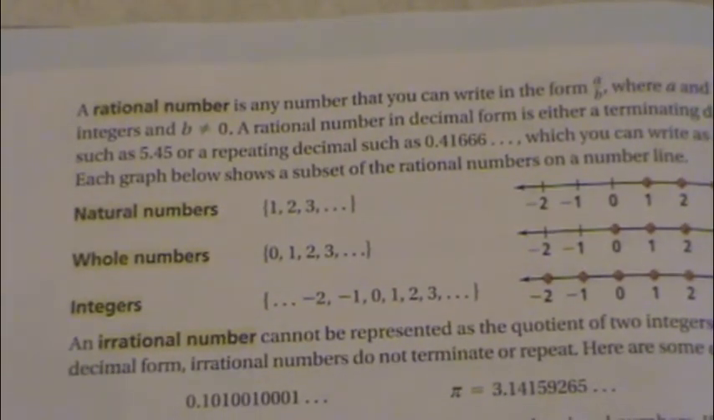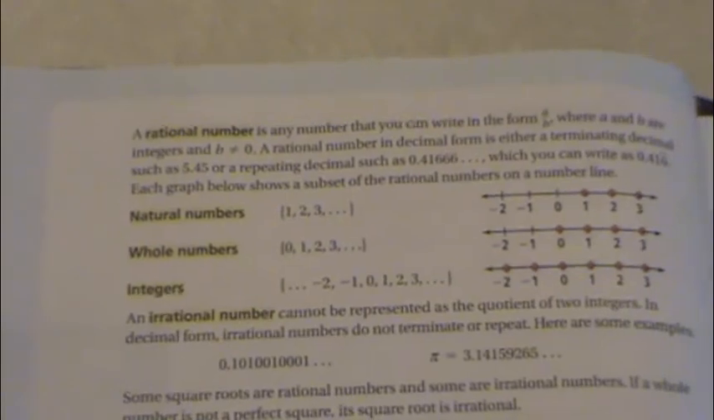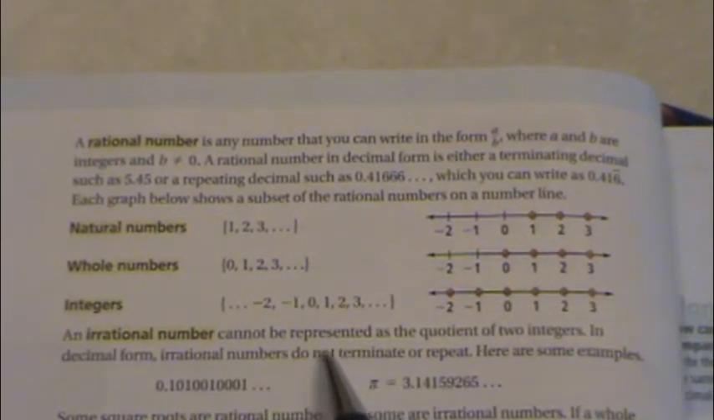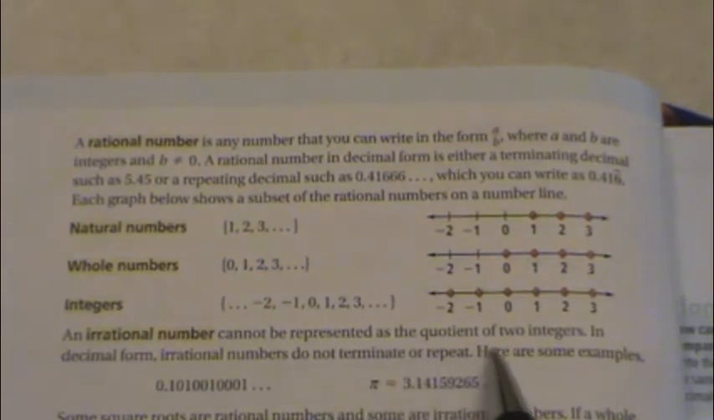they go through the sets of different numbers, which we went over as part of our vocabulary. Rational number, natural numbers, and here they're showing you what it looks like if you graph them on a number line. Whole numbers, you add the 0. Integers, you add the negatives. Irrational number, you can't. Here's the fancy definition. You can't represent it as the quotient of two integers.